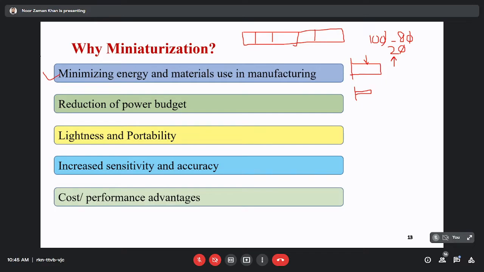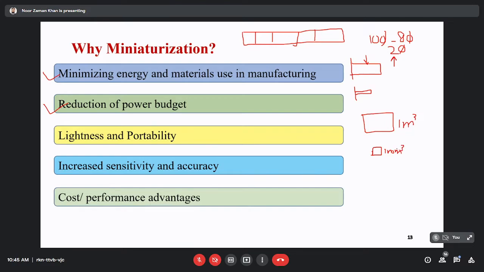Next is reduction of power budget. How can we reduce the power requirement? How can we reduce the requirement of energy? Another example, if you want to displace a large component, suppose this is a component of 1 meter cube dimension. Another component is 1 mm cube dimension.